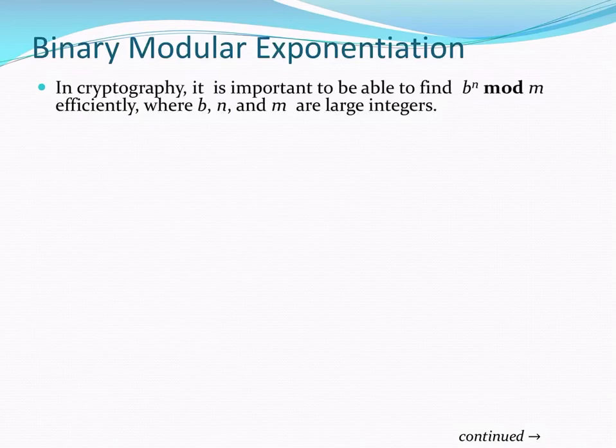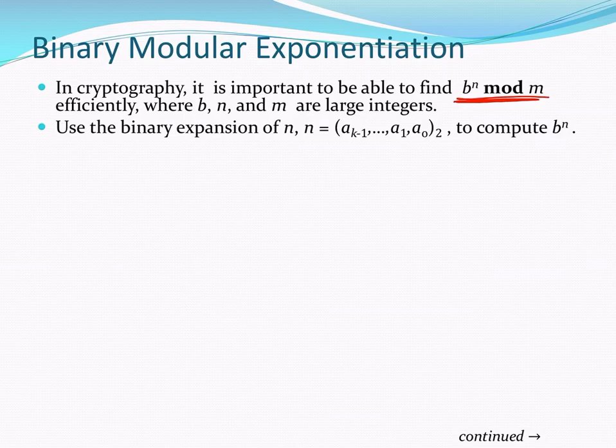In cryptography, we will often need to find results of the form b to the n mod m, where those are all often large integers. And if we use a binary expansion of the exponent, then we will be able to more easily calculate b to the n and also b to the n mod m.